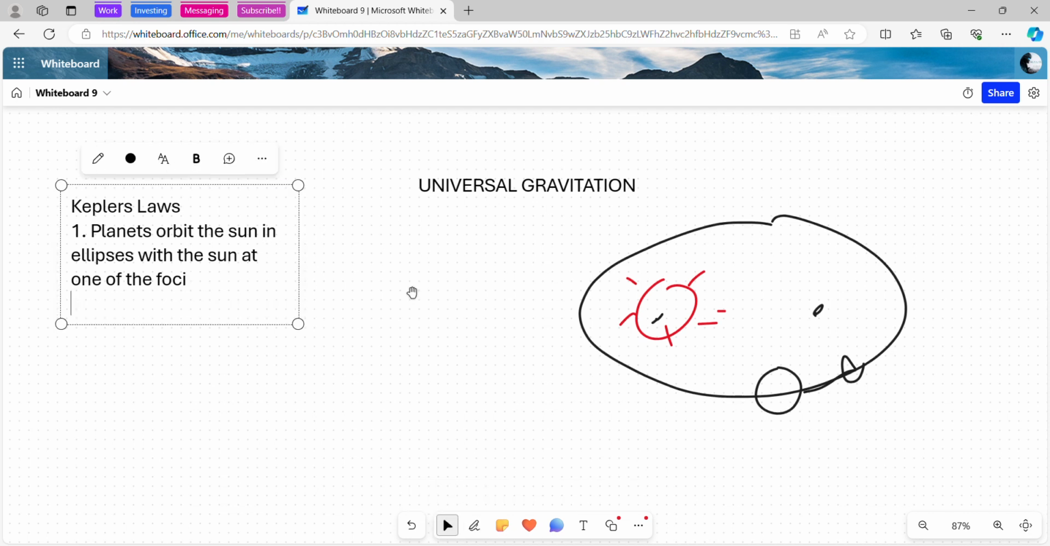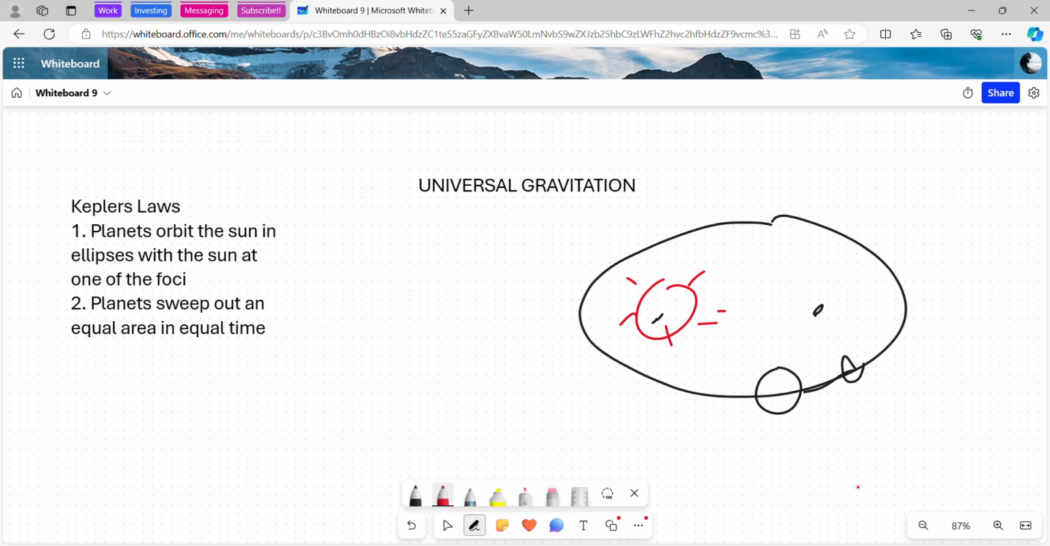His second law is that planets sweep out an equal area in equal time. Let's say in t time, like a month, the planet starts here and then it travels to here. How much area has it swept out? It's swept out this much area.